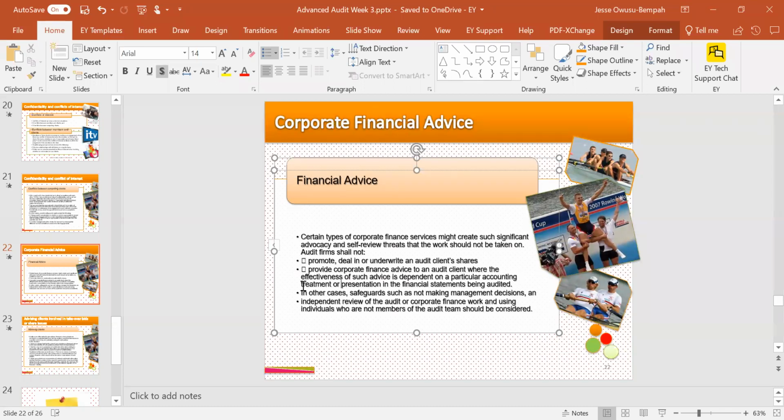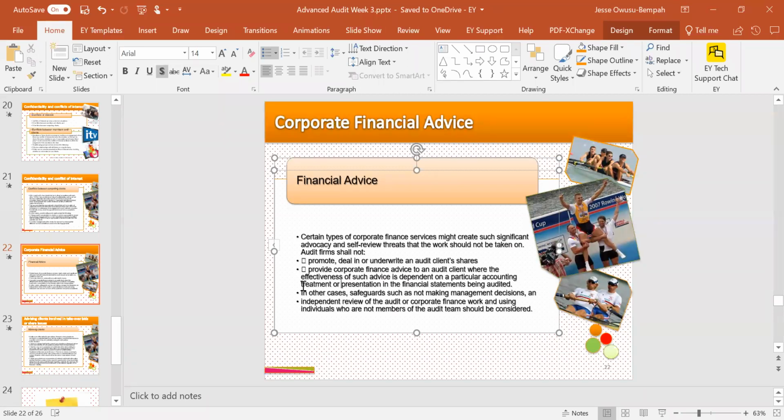That's a very, very crucial thing that anyone who is an auditor must understand. So I said here that in other cases, safeguards such as not making management decisions, an independent review of the audit or corporate finance work, and using individuals who are not members of the audit team should be considered. So these are some of the safeguards.